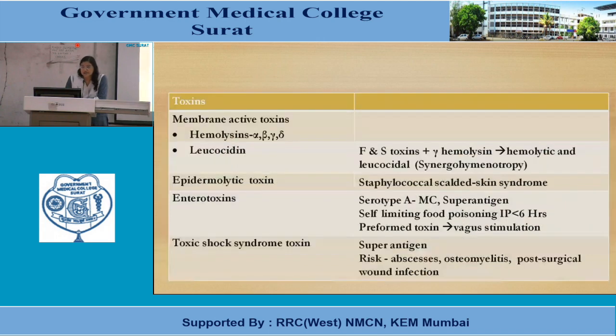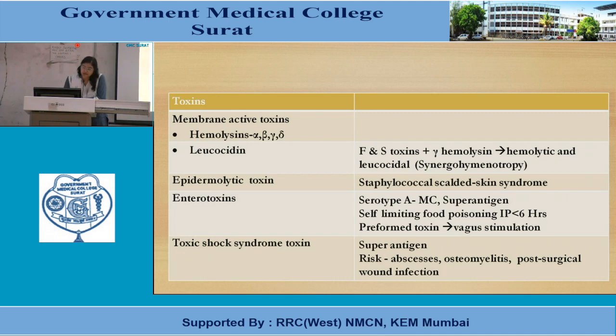Now, certain toxins are also produced by Staphylococci. They are membrane-active toxins and epidermolytic toxin, enterotoxin, and toxic shock syndrome toxin. The membrane-active toxins are hemolysins, which lyse the RBCs. They can be of 4 types: alpha, beta, gamma, and delta hemolysins. Then leukocidins, which lyse the leukocytes. Leukocidins have 2 types of toxins: fast and slow toxin, that is F and S toxins.